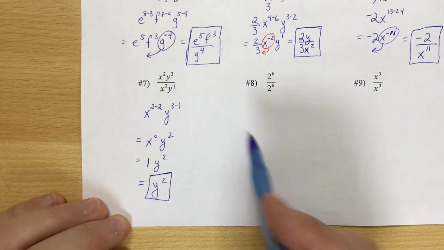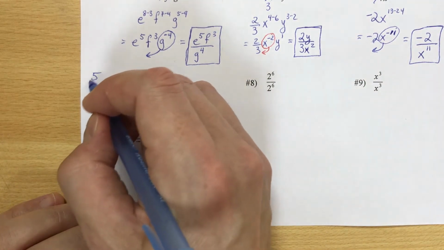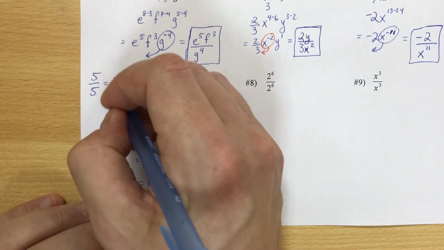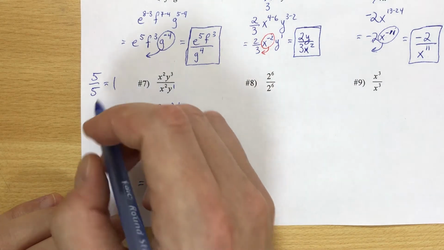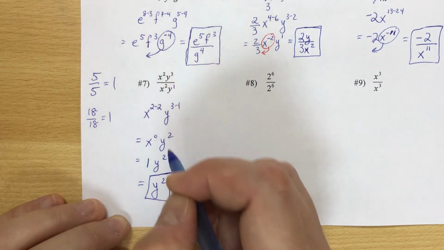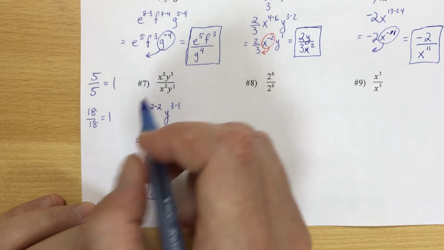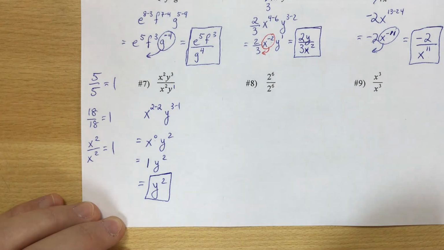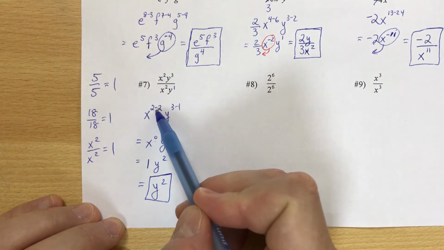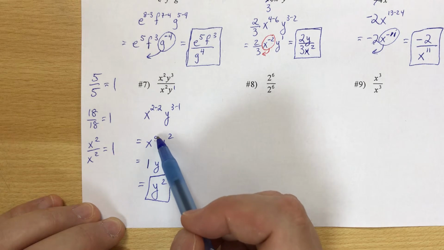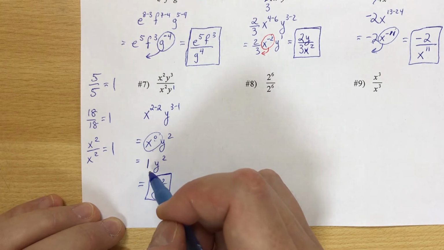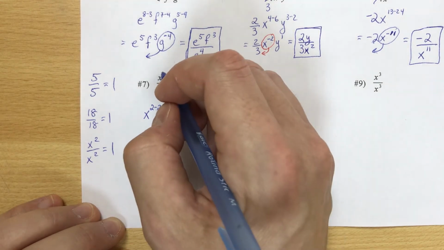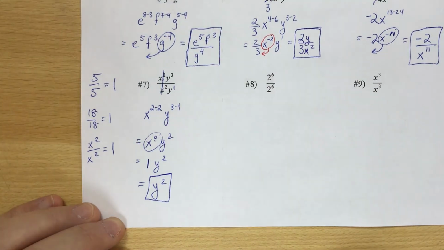Now think about this. Let's say I did 5 divided by 5. Now you know anything divided by itself is always 1. 18 divided by 18 is 1. Even though we don't know what x squared is, any number divided by itself is always 1. So you can use this rule. You can subtract the exponents, but if you get a 0 for an exponent, that term becomes a 1. What I'm going to do from here on out, since I see x squared divided by x squared, anything divided by itself is just 1.